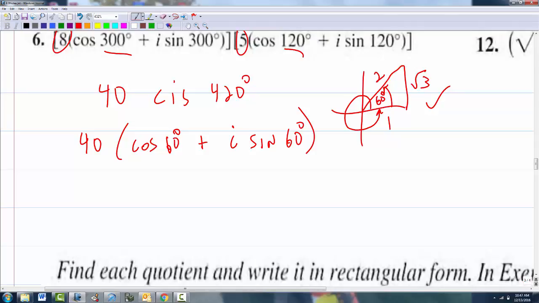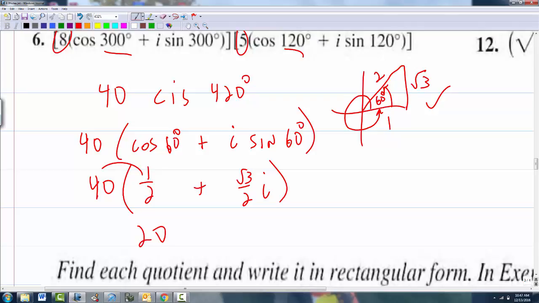All right, and you got to get this figured out. All right, so cosine of this is a half. Sine of this is root 3 over 2. And then I got to distribute 40. What's half of 40? 20. What's half of 40? Tell me. 20 root 3i.